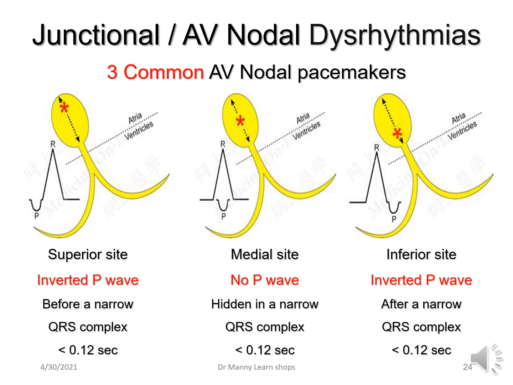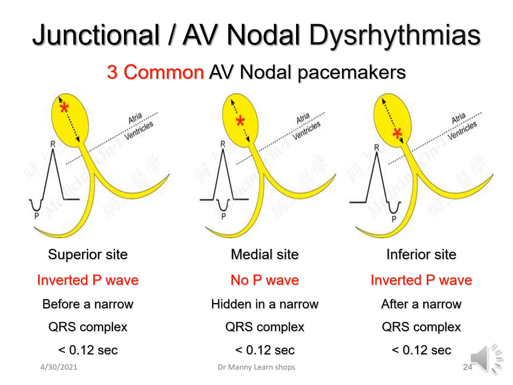When it comes to junctional AV nodal dysrhythmias, there are three common AV nodal pacemaker sites: superior, medial, and inferior. If the pacemaker is located at the superior side of the AV node, then the monitoring electrode, lead 2, will see an inverted P wave before a narrow QRS complex, which is less than 0.12 seconds. If the pacemaker site is in the medial AV node, then the P wave will be hidden in a narrow QRS complex, which again is less than 0.12 seconds.